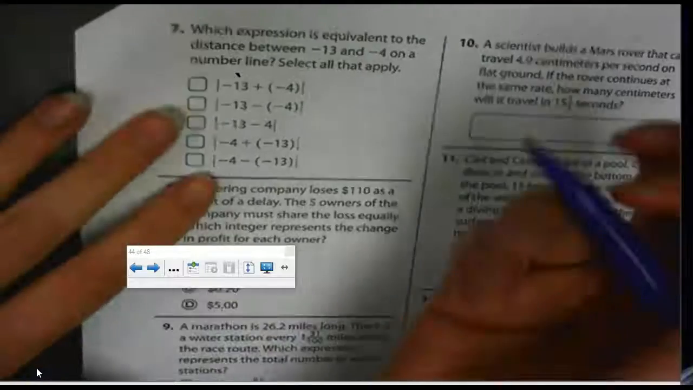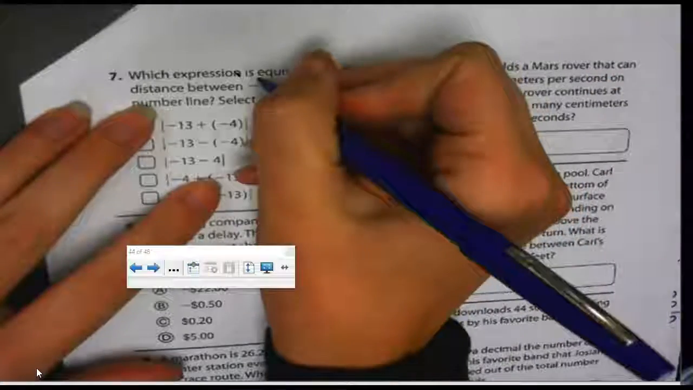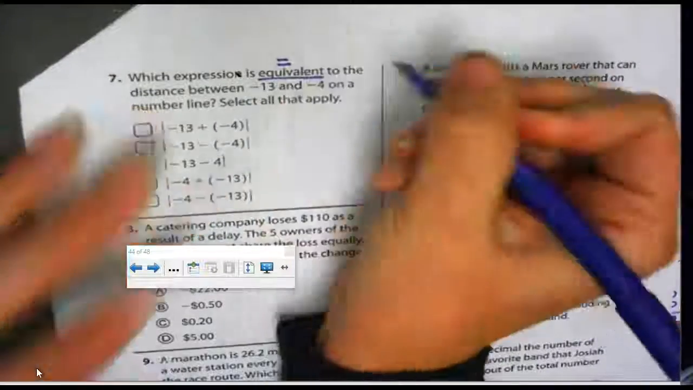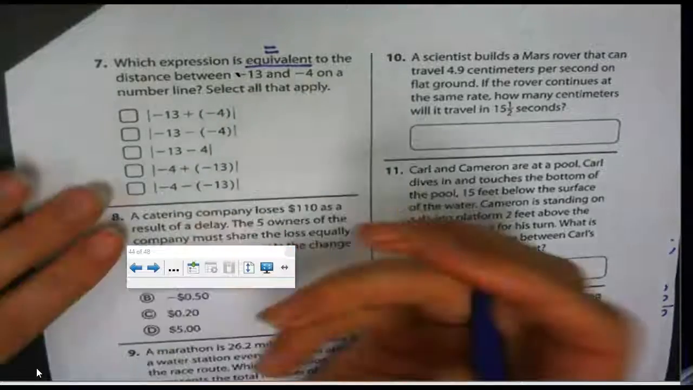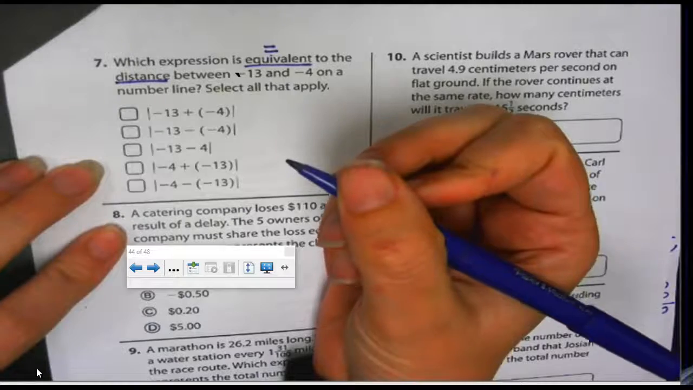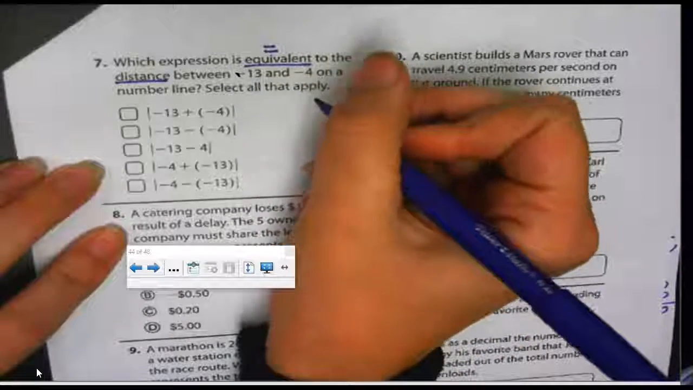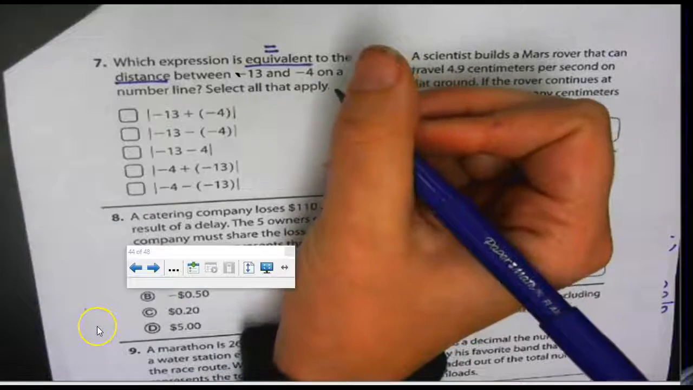Looking at number 7, it says, which expression is equivalent? Again, that word equivalent means, I'm going to go ahead and underline it and put means equals to the distance between negative 13 and negative 4 on a number line. Remember, distance can't be negative. Distance is always going to be a positive number. You can't say that you are negative 3 feet away from someone. You can say you are 3 feet away from someone, however.